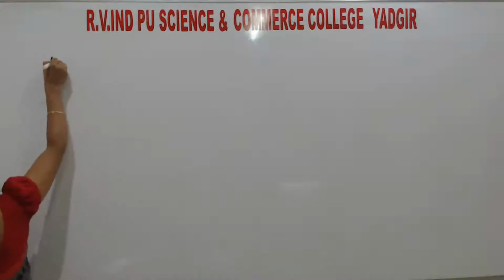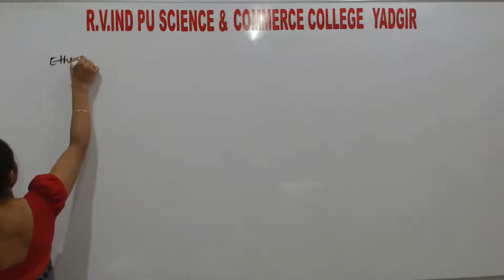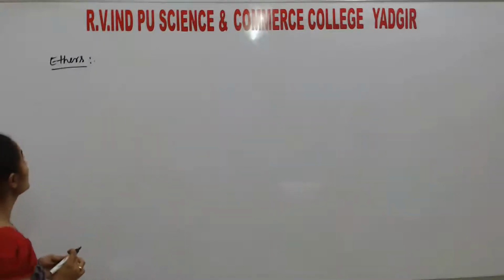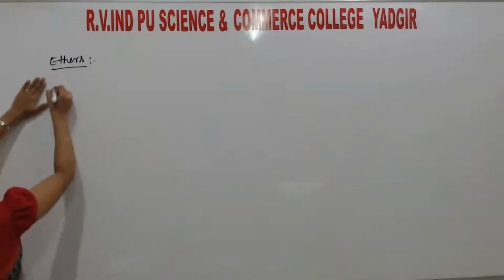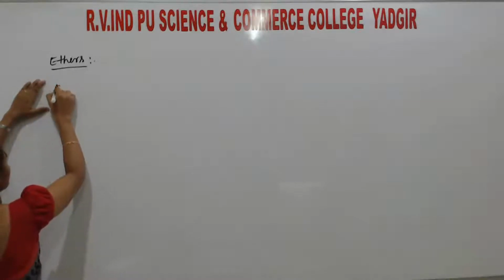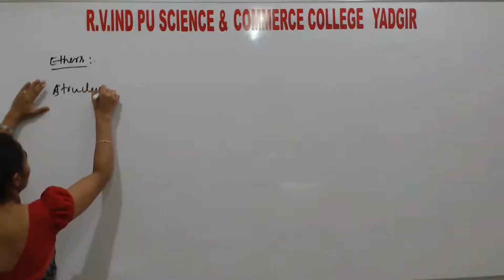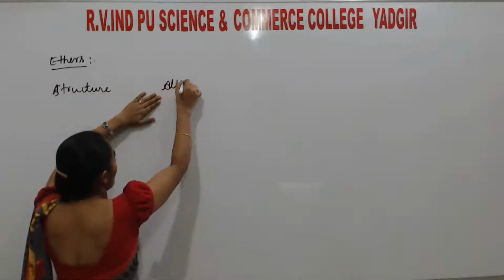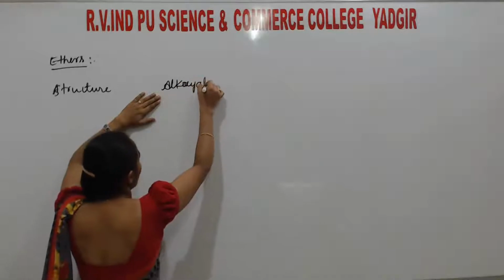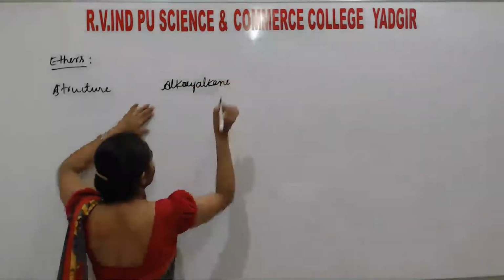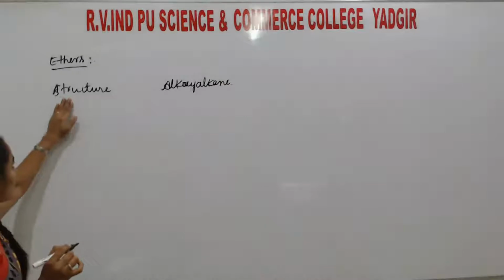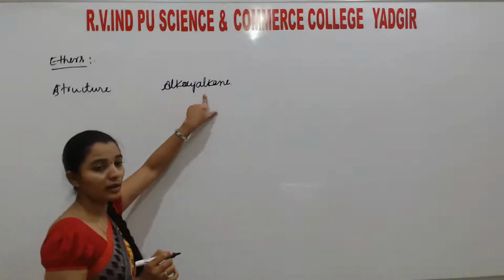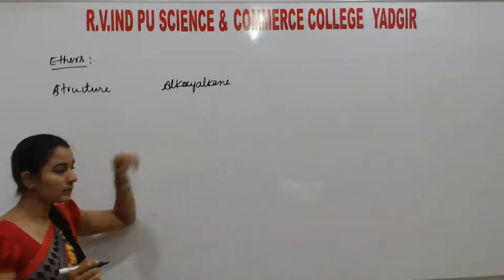That is ethers. In ethers, I take both aromatic and aliphatic structures. This one takes the name alkoxy alkane. Ready? Structure is here. The name of the ether is alkoxy alkane. Are you getting it?